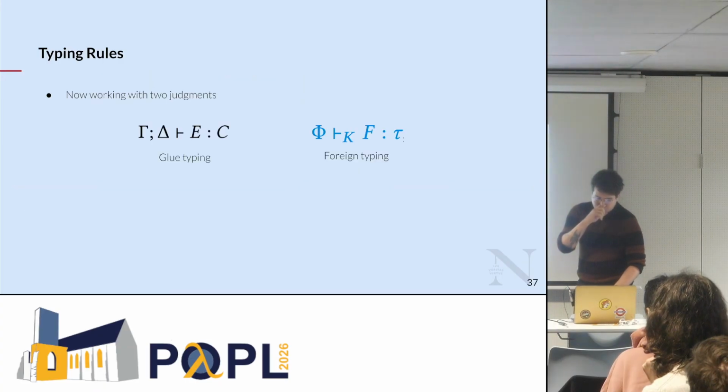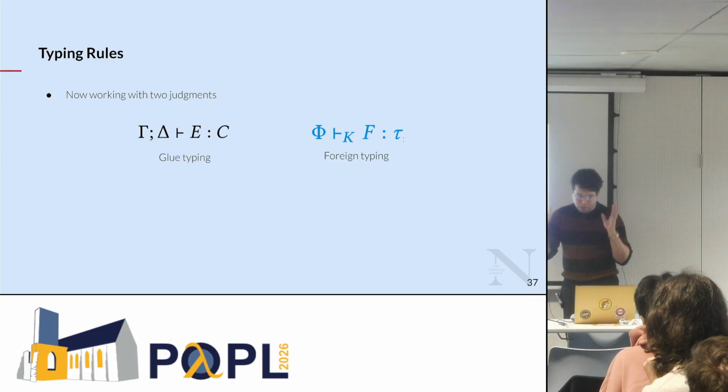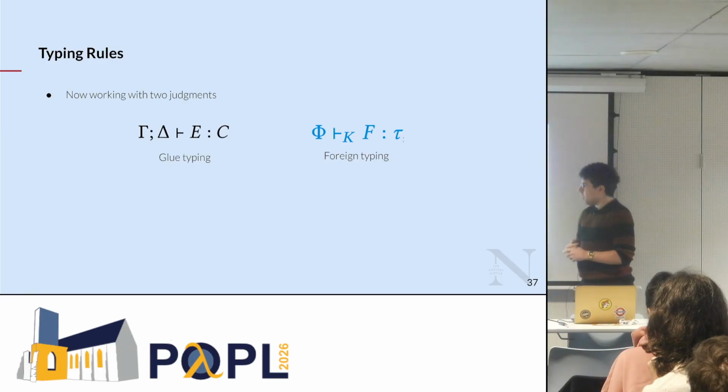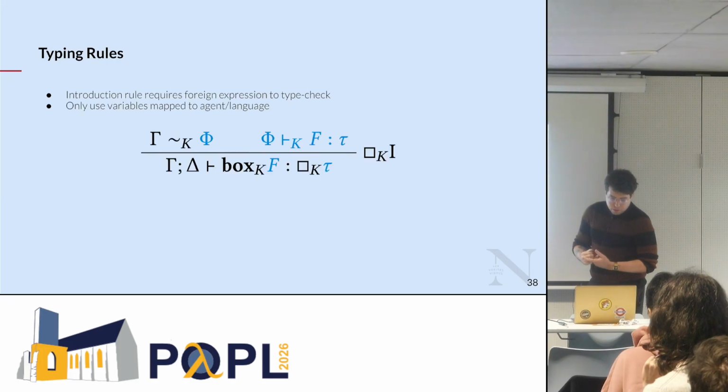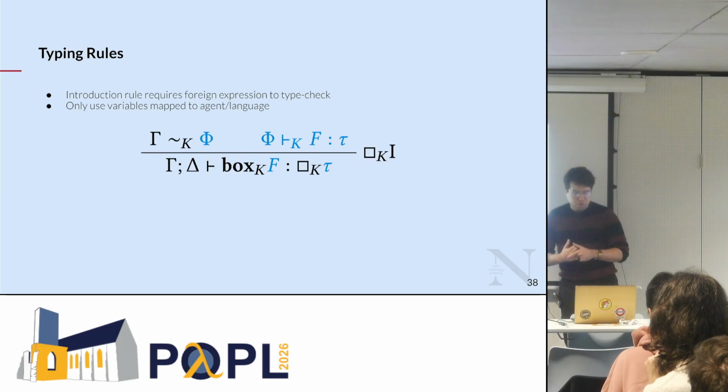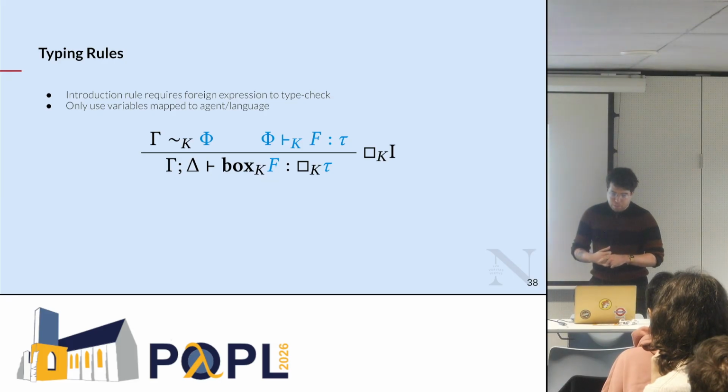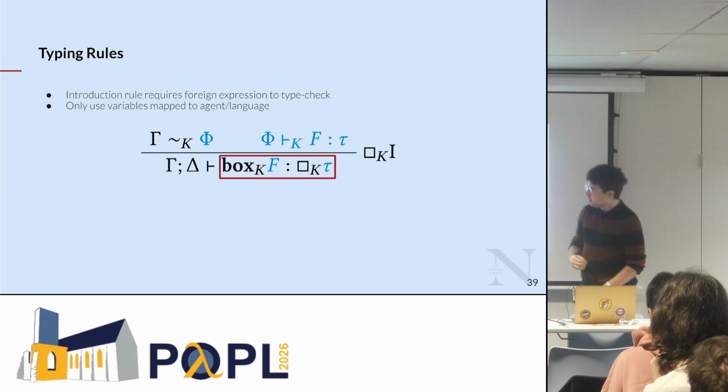We're going to work with two judgments. First is the glue typing, which is the standard judgment that we saw earlier. And then we have our foreign typing rule, which is saying under language K, F will be typed at tau. Our introduction rule requires foreign expressions to type check. First of all, it's this over here.